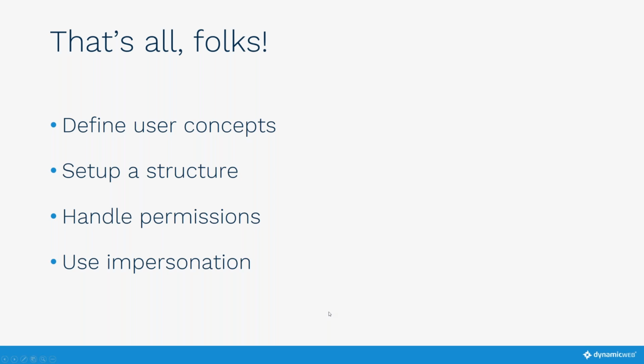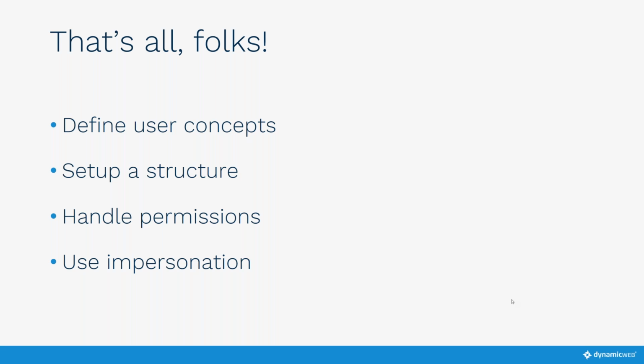So that's basically it about impersonation. I showed you how it worked in the backend before, so I'm not going to show that again. And this is what we talked about: we could define some user concept, set up a structure, handle permissions, and use impersonation.